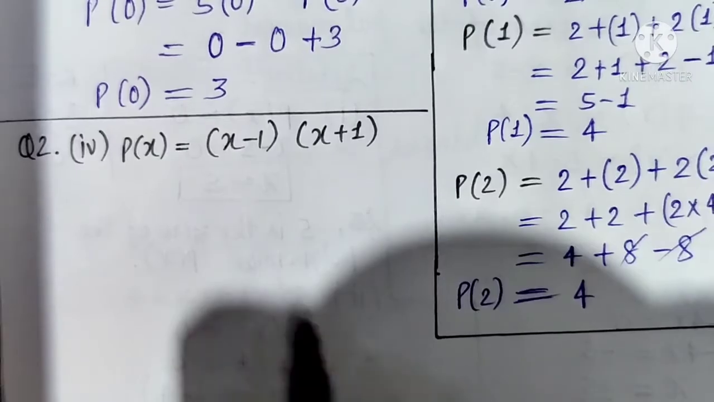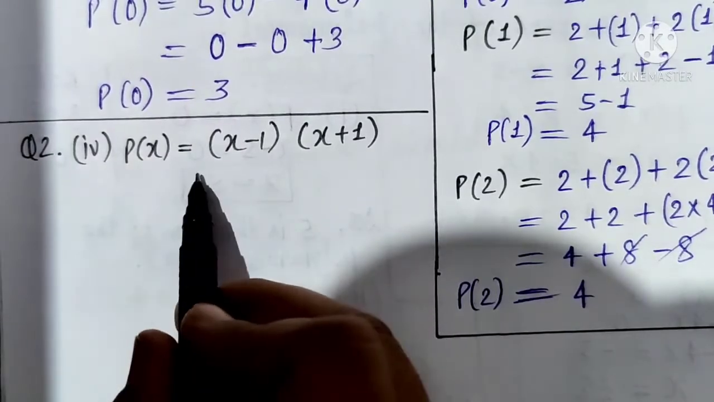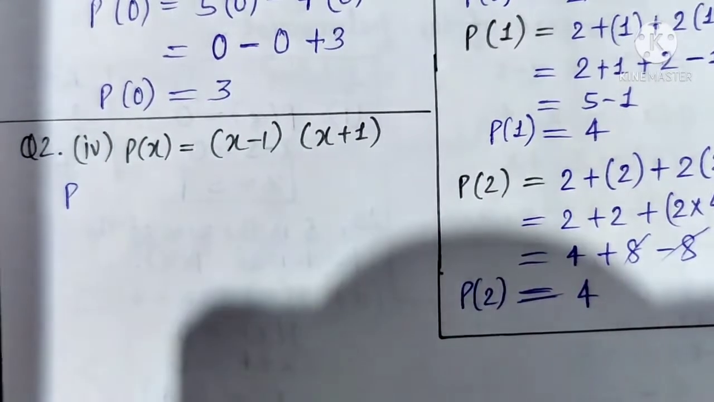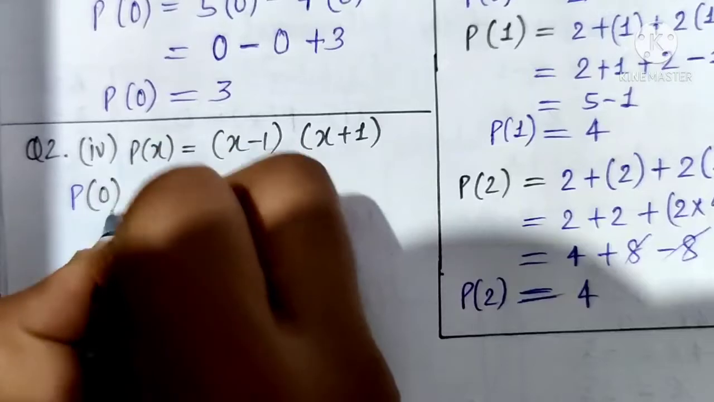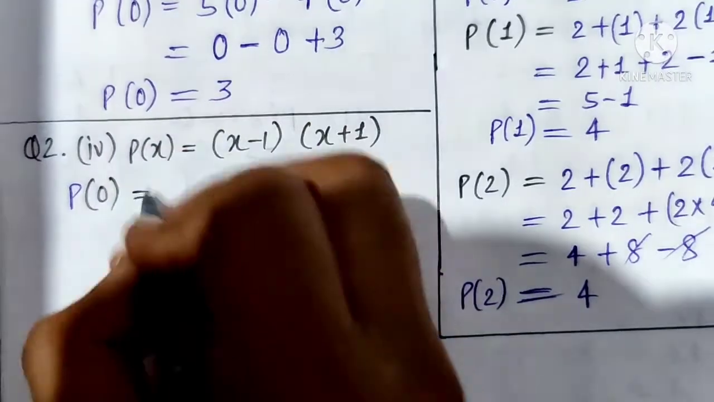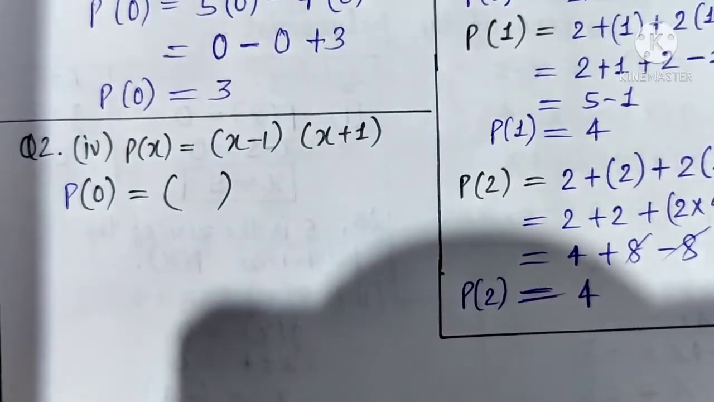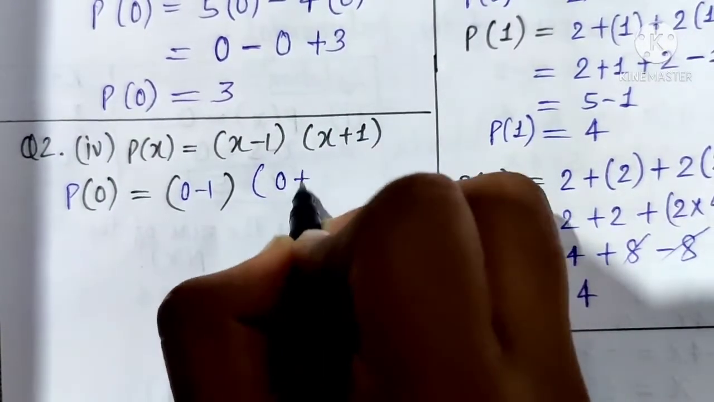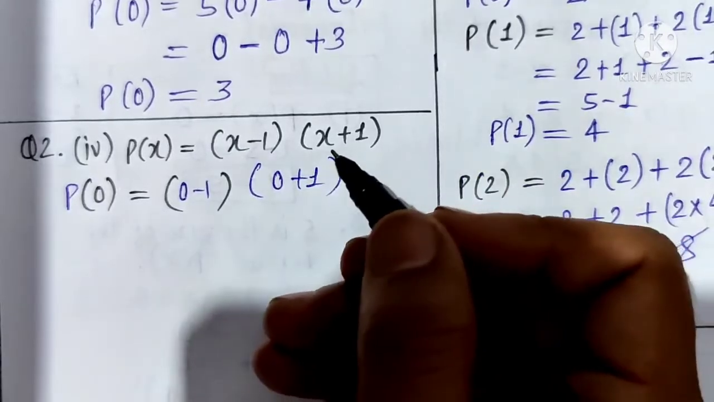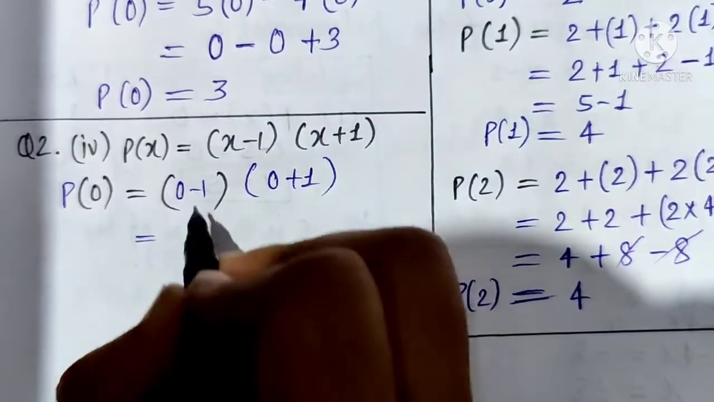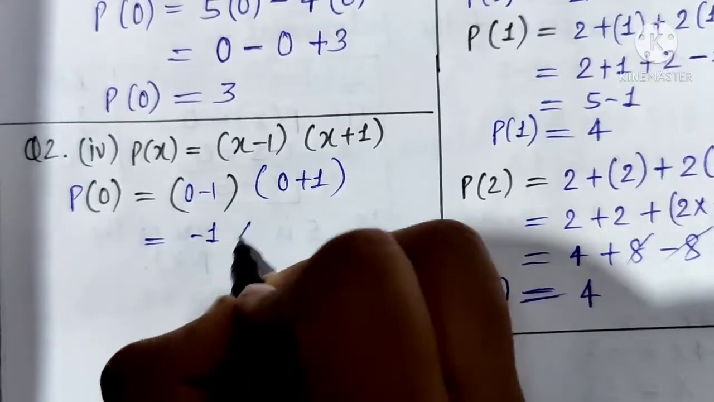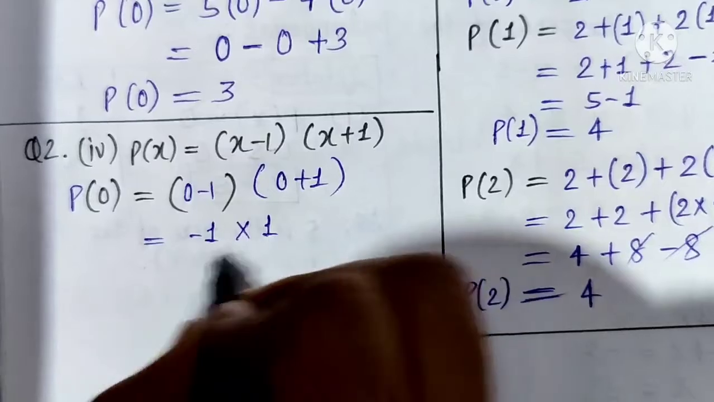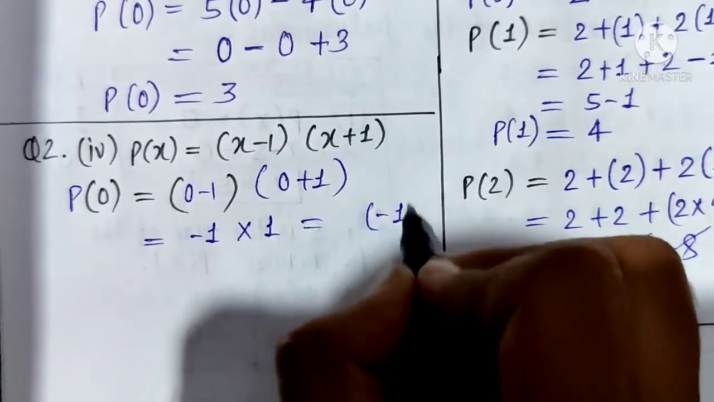Okay. So this is the fourth part where Px is equal to x minus 1 times x plus 1. First we have to find the value of P0. So in place of x, we will write 0. It becomes x minus 1, which means 0 minus 1, and then x plus 1 means 0 plus 1. I hope you know very well what will come. 0 minus 1 means minus 1 only. Multiply 0 plus 1, which is 1. So minus 1 into 1. So minus 1 is the answer.